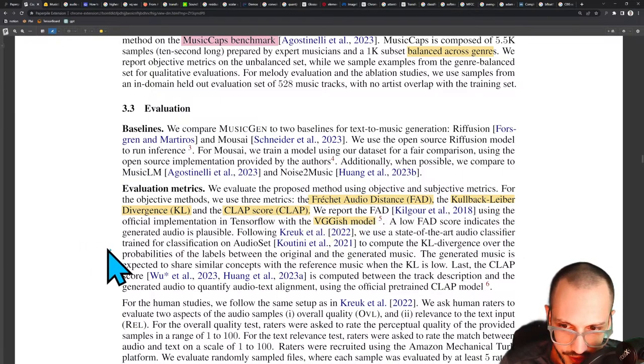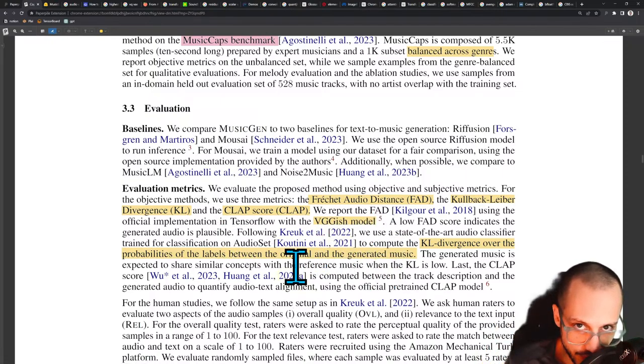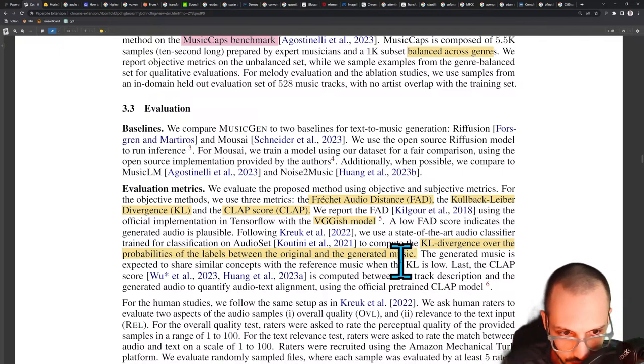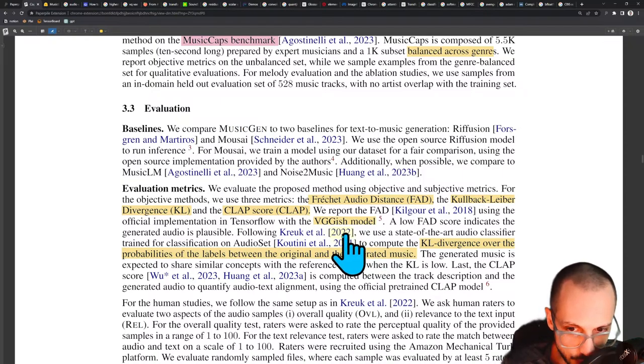We use a state-of-the-art audio classifier trained for classification on AudioSet to compute the KL divergence over the probabilities of the labels between the original and the generated music. Okay, so they have some audio classification model. That model is going to output a probability distribution over all the different categories of audio that it was trained on, right, the classes. And they're saying, okay, if we feed the audio that we generated and some other audio that we know is real audio into this AudioSet classification model, the probability distribution over all possible music categories should be similar. And that's where they use the KL divergence. Expected to share similar concepts.